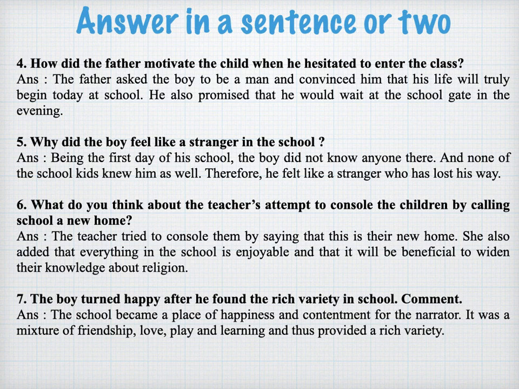She also added that everything in the school is enjoyable and that it will be beneficial to widen their knowledge about religion. Question number seven: the boy turned happy after he found the rich variety in school. Comment. The school became a place of happiness and contentment for the narrator. It was a mixture of friendship, love, play, and learning, and thus provided a rich variety.